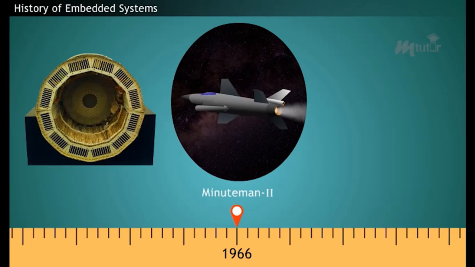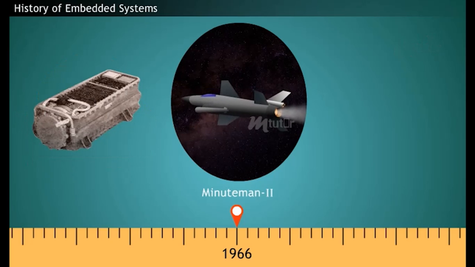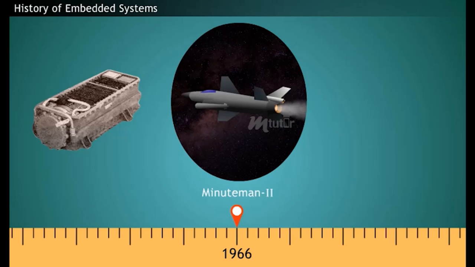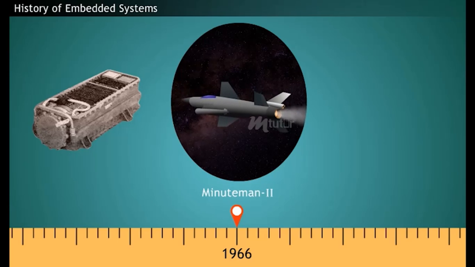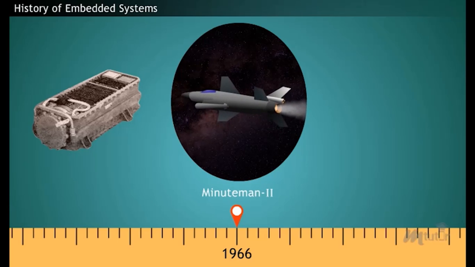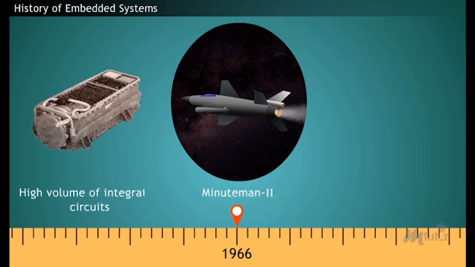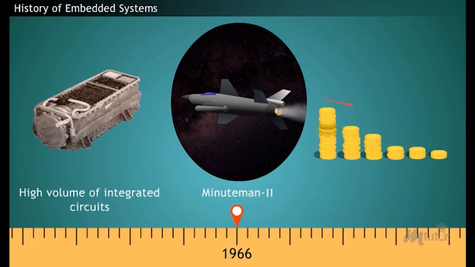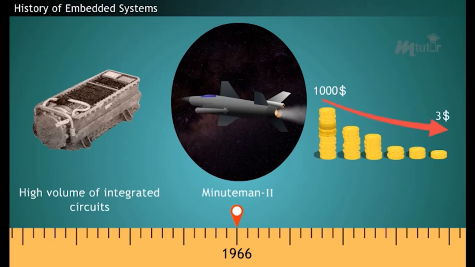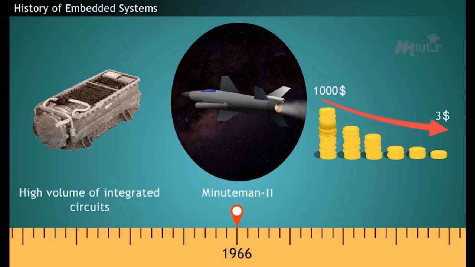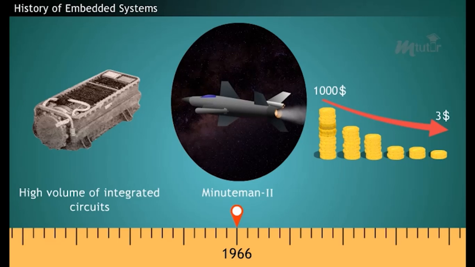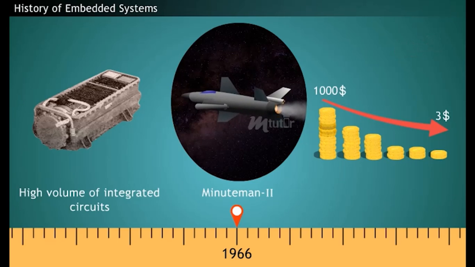It replaced the old Autonetics guidance computer with the new microelectronic guidance computer, which was lighter in weight compared to its older version. The second version was developed with a high volume of integrated circuits. This process reduced the cost of integrated circuits from $1,000 each to $3 each. Due to their affordability, integrated circuits came into wide use in various commercial products.